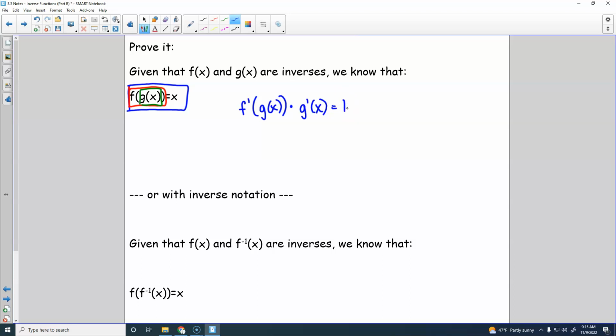Now, what I'm wanting to know is the derivative of the inverse, right? That's this right here. That's g prime of x, because g is my inverse of f. So if I want to get this formula solved for g prime of x, all I have to do is divide by f prime of g of x.